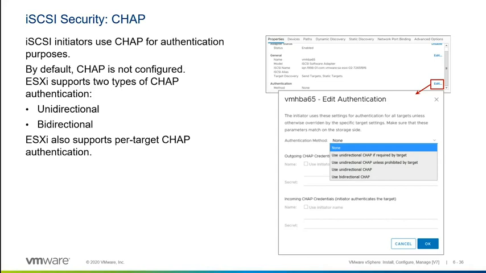iSCSI supports two types of CHAP. There's unidirectional, where iSCSI authenticates against the storage array, and there's bidirectional, which is done in both directions, obviously. iSCSI can do per target CHAP as well. So typically it's just done on the HBA, and it's a single shared passphrase for all of the targets that are remotely available. But you can, if you want, configure a per target shared secret.